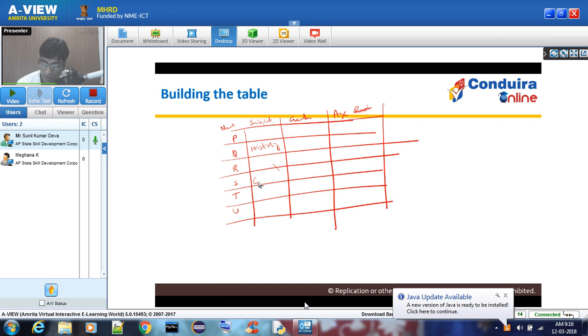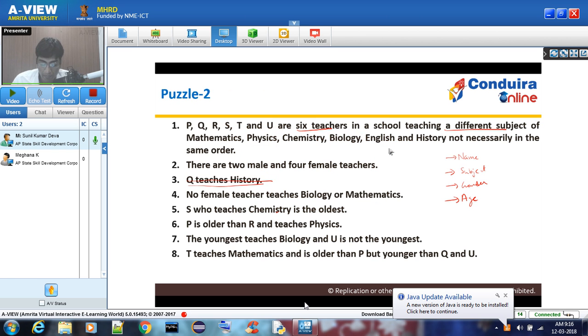S teaches chemistry. Is the oldest. So first oldest we will say old one. What does it mean? She's first rank in the oldest category. There is no youngest category. Oldest category 1 to 6 would be our ranking.